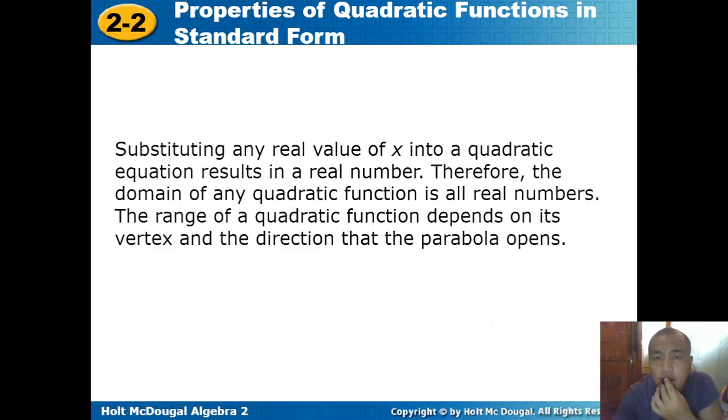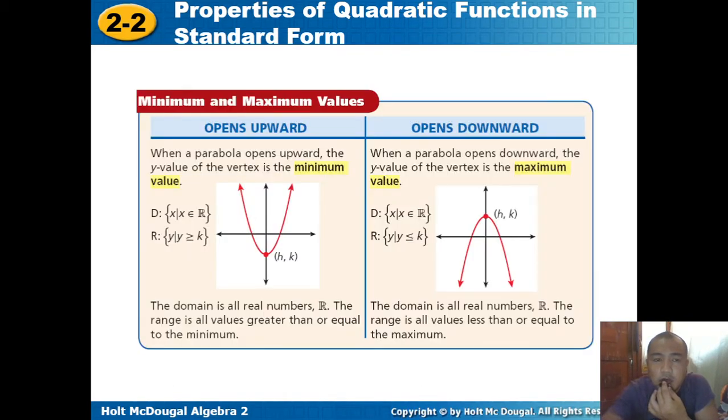Substituting any real value of x into a quadratic equation results in a real number. Therefore, the domain of any quadratic function is all real numbers. The range of the quadratic function depends on its vertex and the direction that the parabola opens. When the parabola opens upward, it has a minimum value. We've already discussed this in the last PowerPoint presentation. So, what is the domain? All real numbers, the set of real numbers.